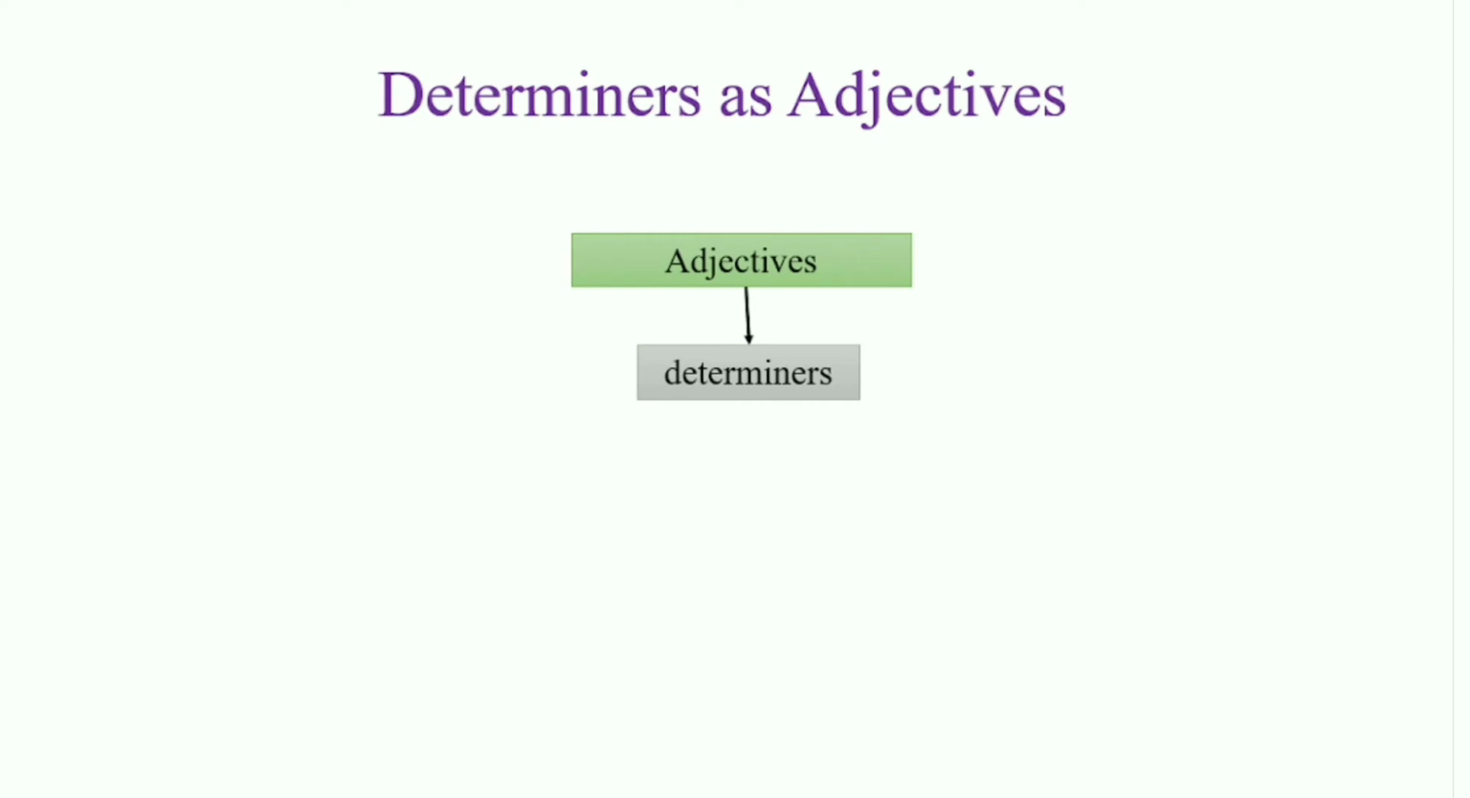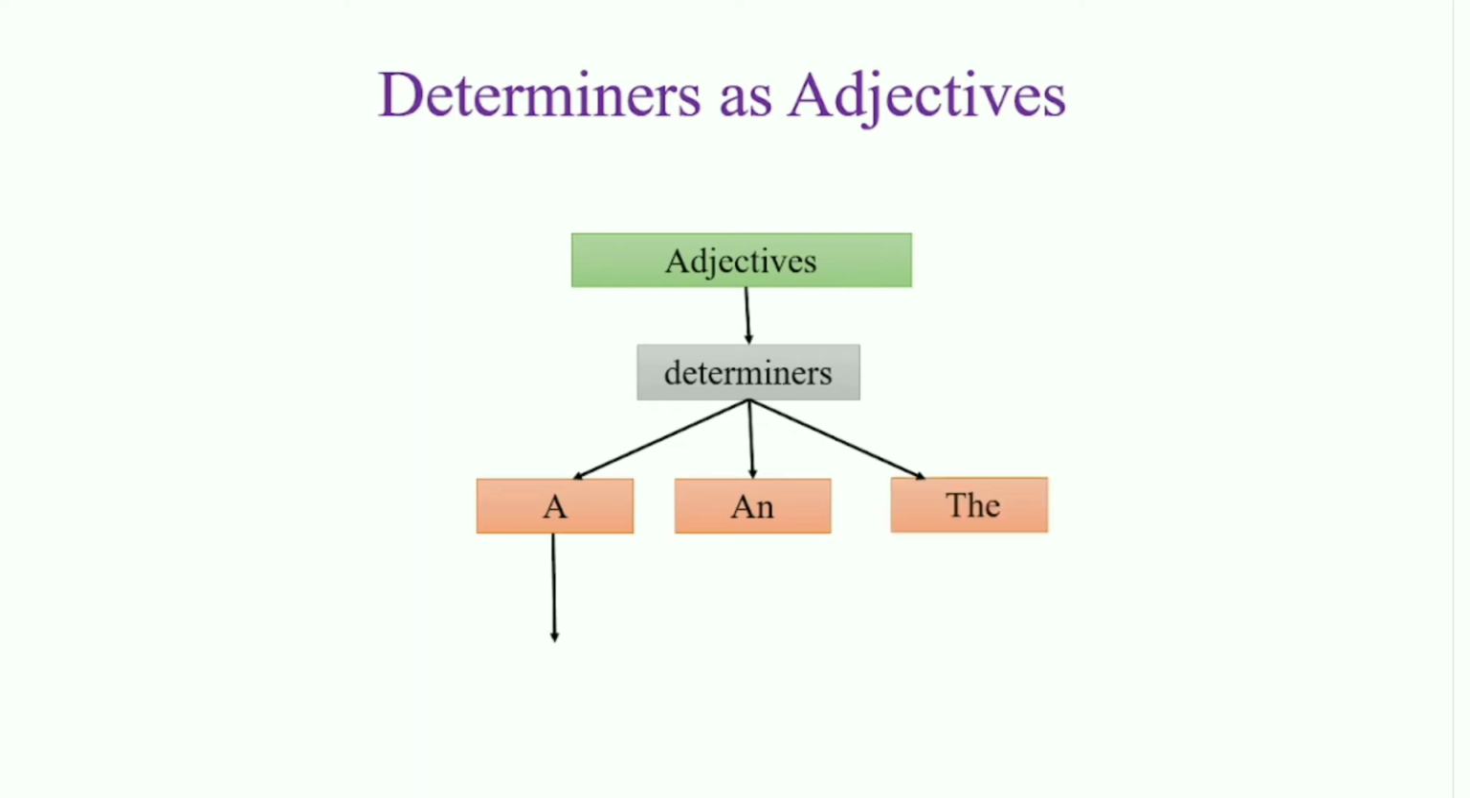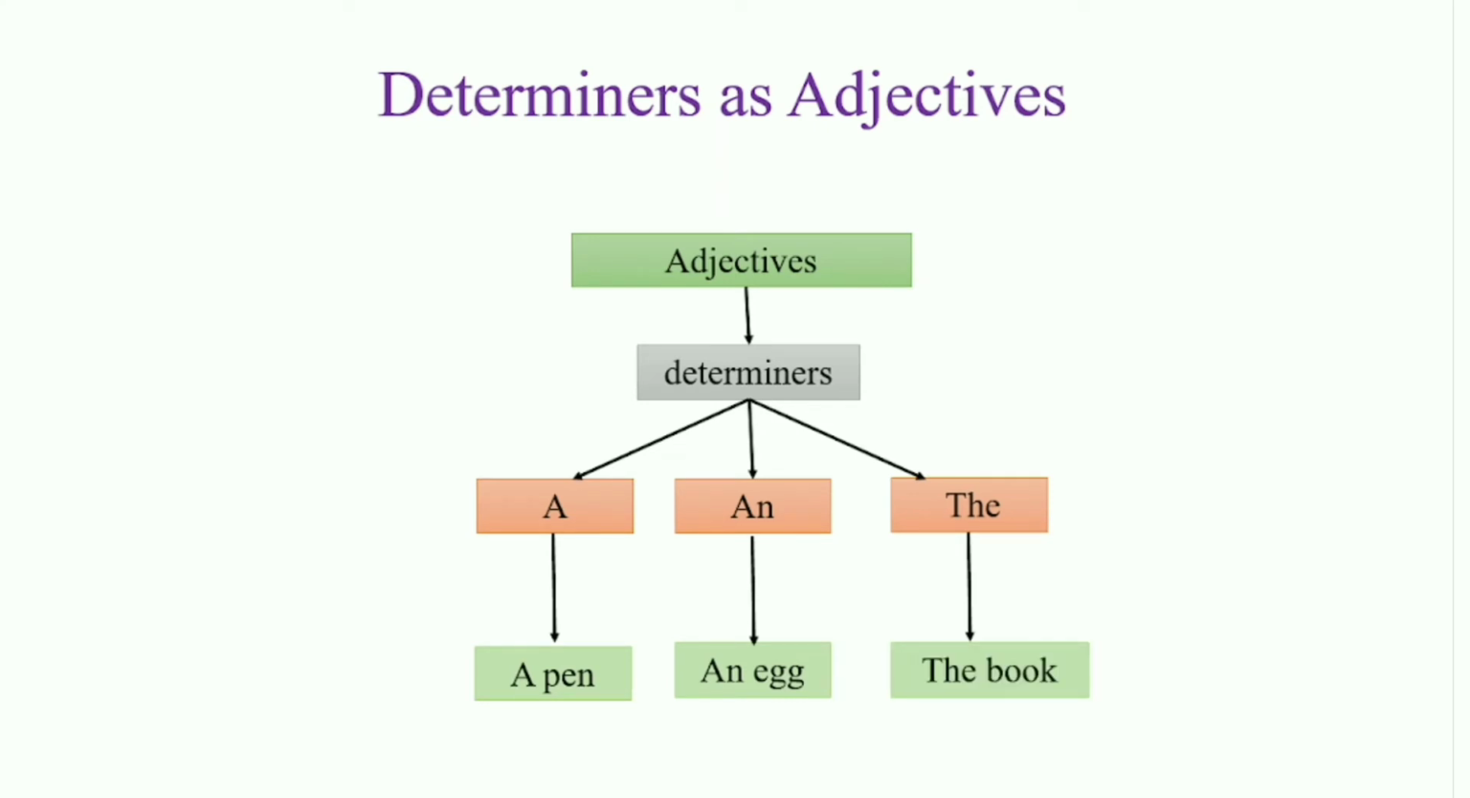So when we talk about adjectives, it is a little bit complicated concept. You see, the basic definition of an adjective is this: all those words that modify a noun. So a noun can be modified by determiners. So the determiners are adjectives. For instance, in determiners we have a, an, and the. A pen, an egg, or the book. So you see, pen, egg, and book are nouns, while a pen, an egg, the book are noun phrases. A and the are determiners, and basically all these are adjectives.